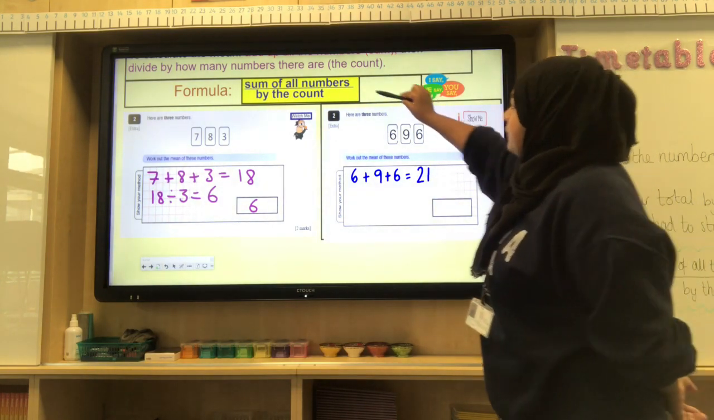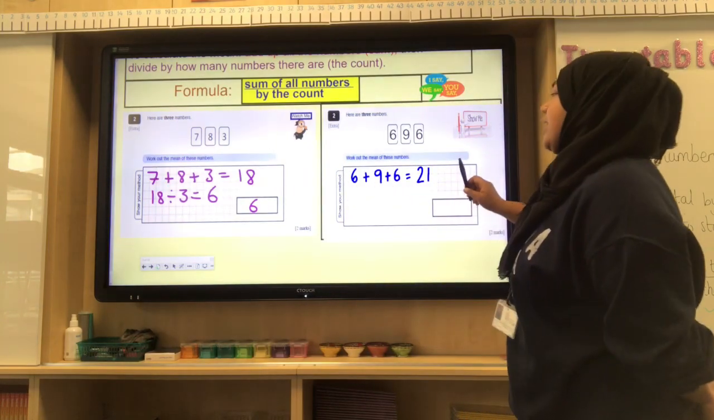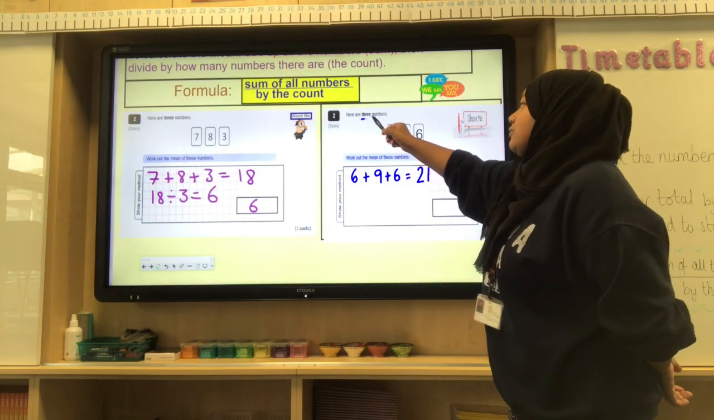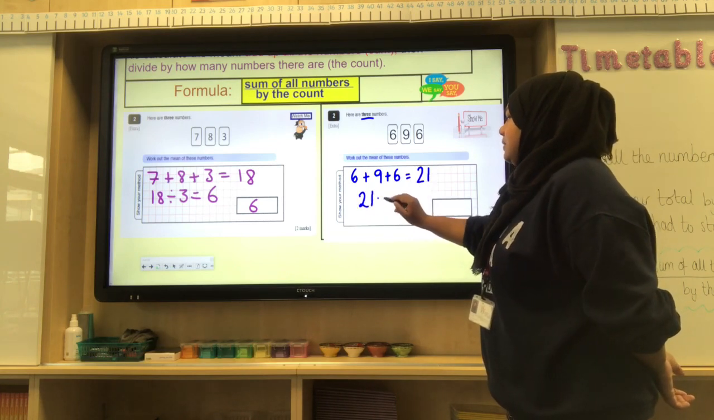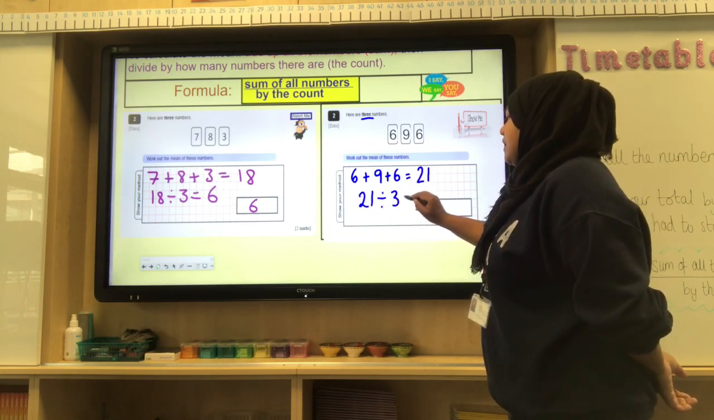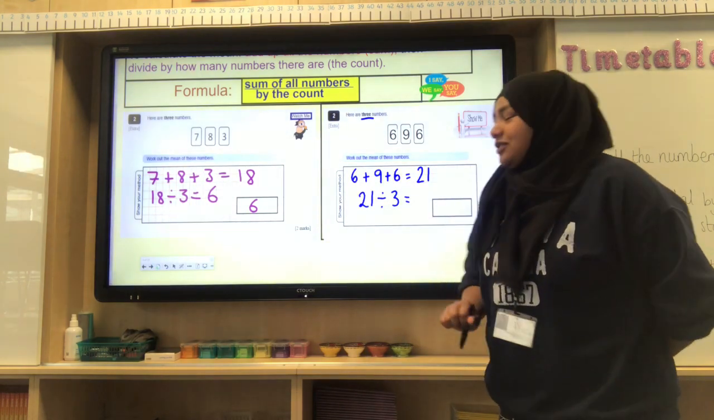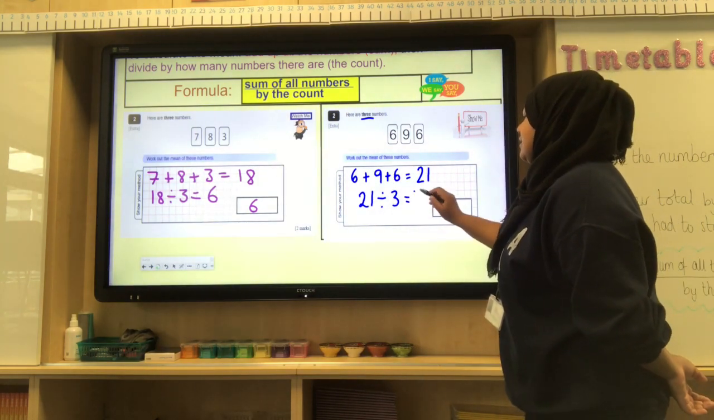And then I need to divide it by the count. So how many digits did I have to start with? Well, it tells you here, in fact, 3 numbers. That's a count. So my next number sentence is 21 divided by 3. And because I have a really awesome knowledge of times tables, I know that that is 7.